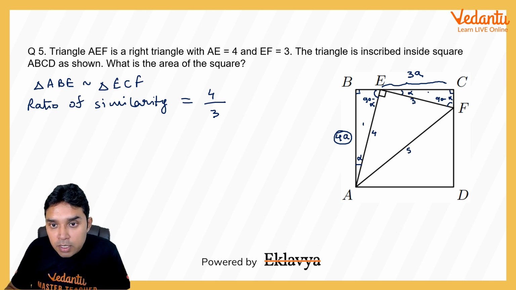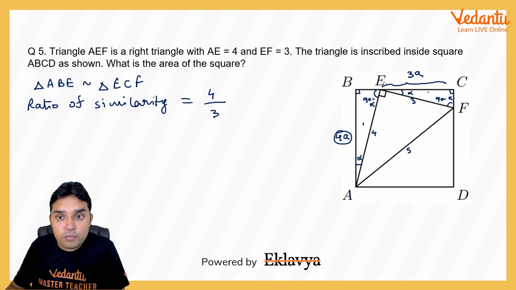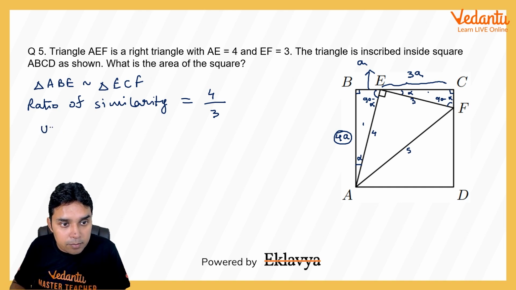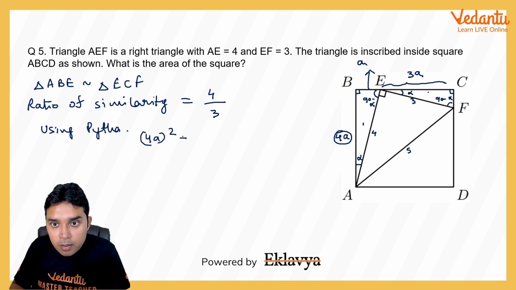But because this BC is the side of the square, I think I can say that BE will be equal to A. So this length of BE can be written as A, because this BC is equal to BA, that is equal to 4. So using Pythagoras theorem, we can write 4A whole square plus A square is equal to 4 square, that is 16. So we get from this 16A square plus A square, 17A square, equal to 16.